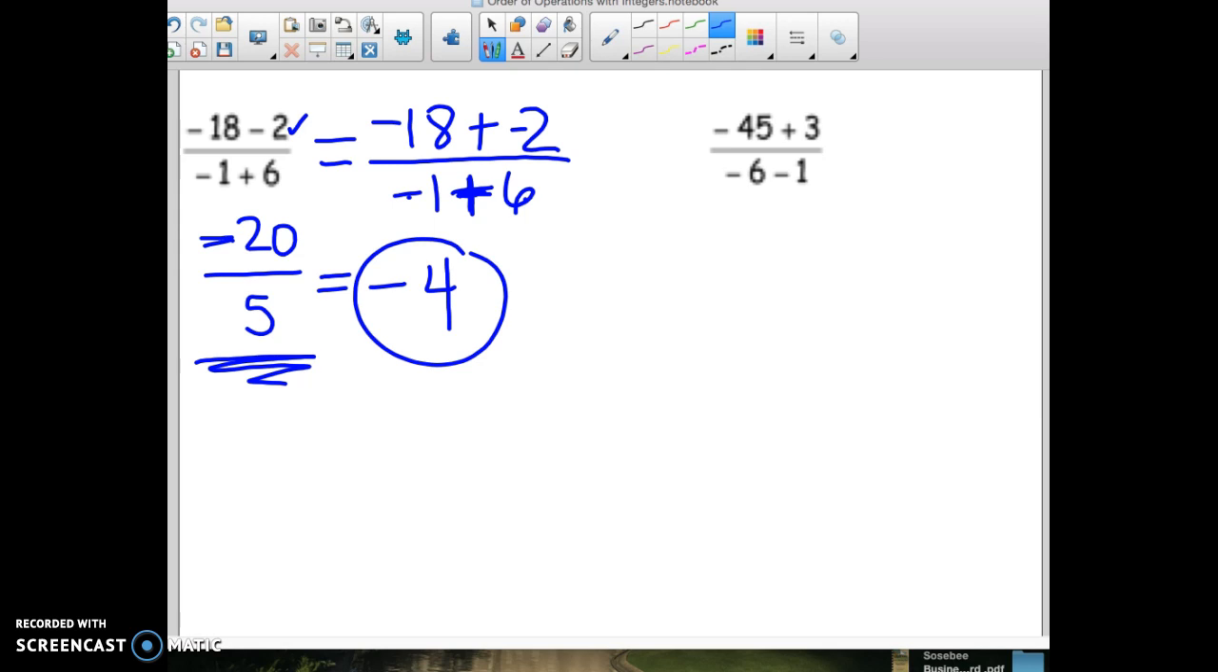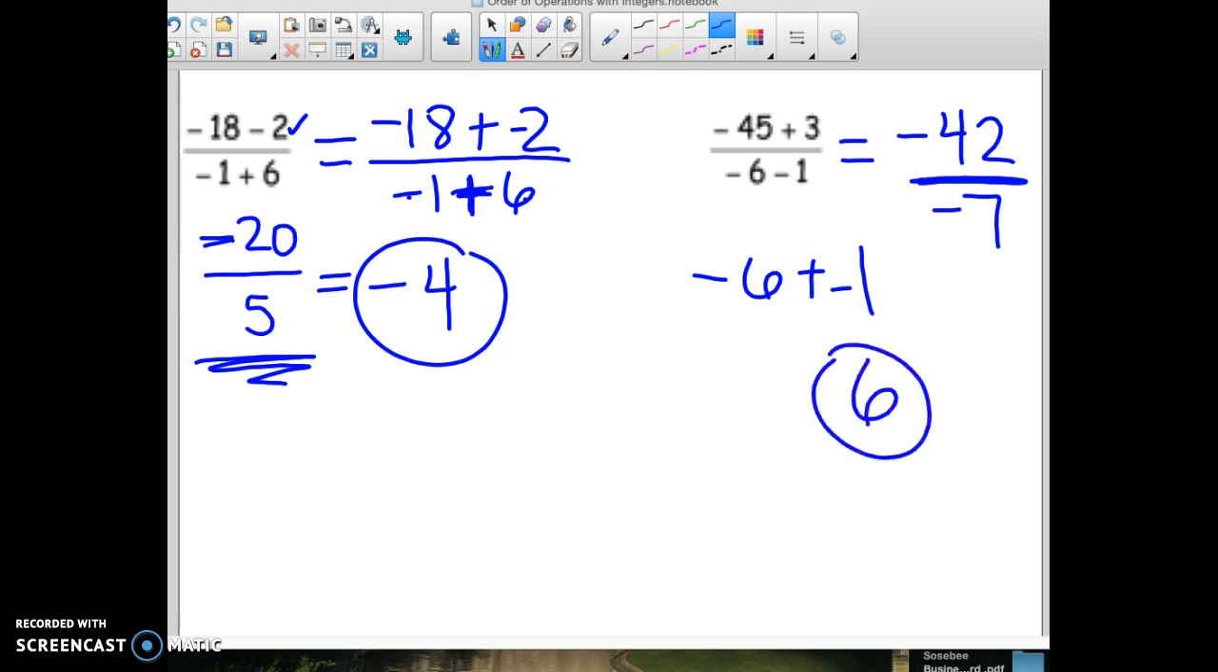When we work this out, you'll have to do the top one first. So negative 45, that's a plus, negative 45 plus 3. So negative 45 plus 3 is negative 42, because we had to subtract those. On the bottom is negative 6 minus 1. Since there's a subtraction sign there, we keep, change, change. We'll end up adding that and get negative 7. Now we can actually divide these. A negative divided by negative is a positive, and 42 divided by 7 is positive 6.